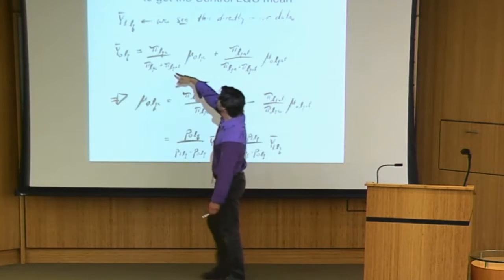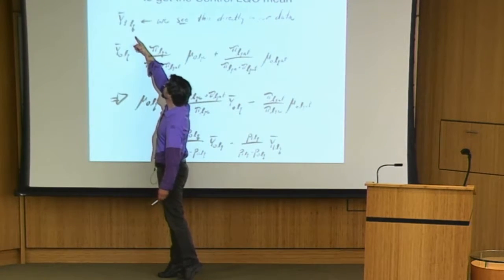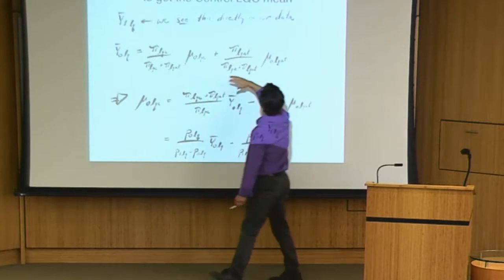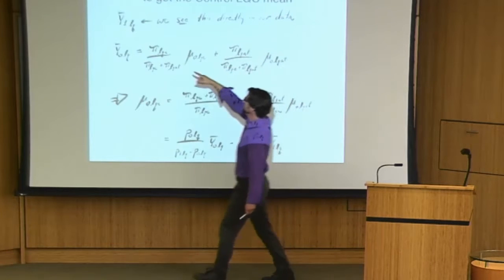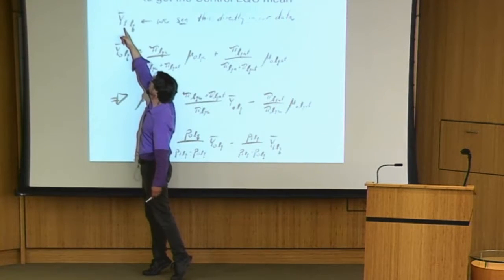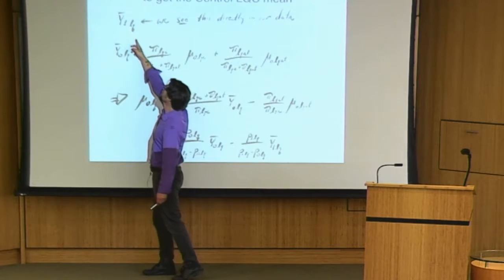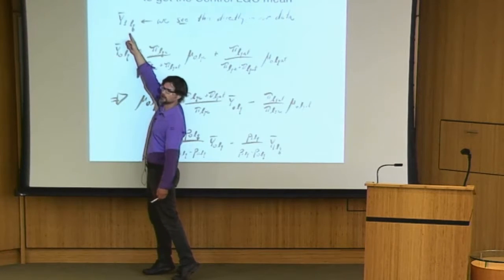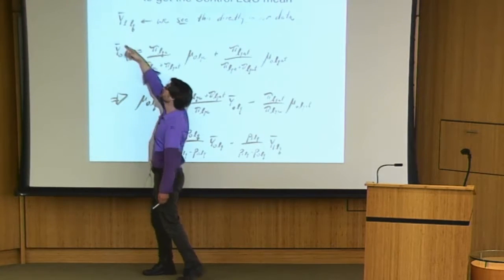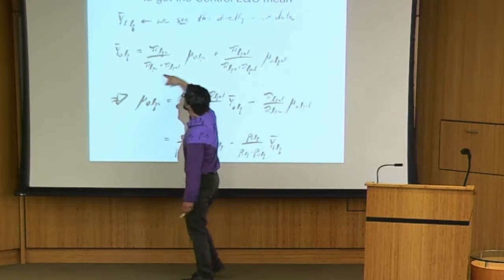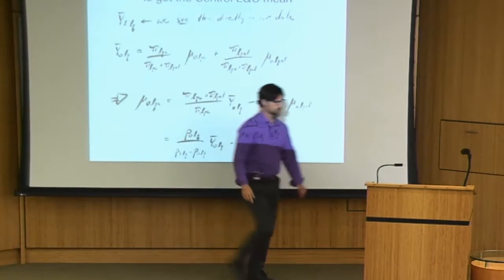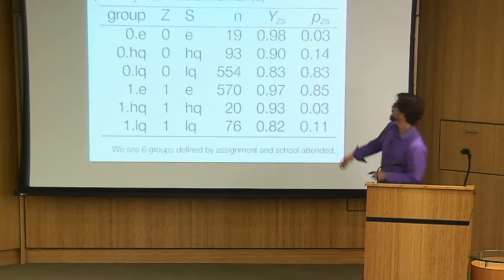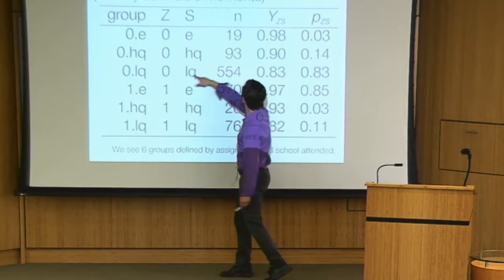So Ȳ_1,LQ up here is the mean outcome for the students that were assigned treatment, that's the 1, and went to a low quality school. So these are the low quality always takers. And we have that. And we also see Ȳ_0,LQ. That's this here, like 83%.